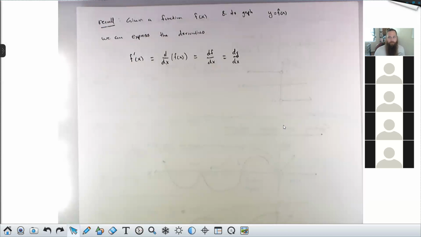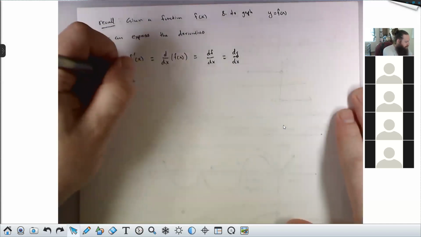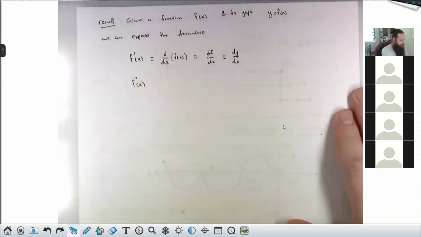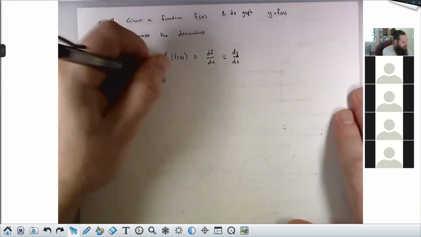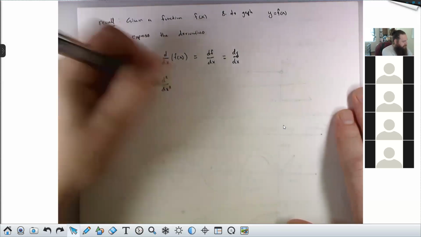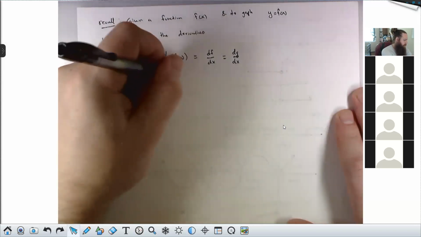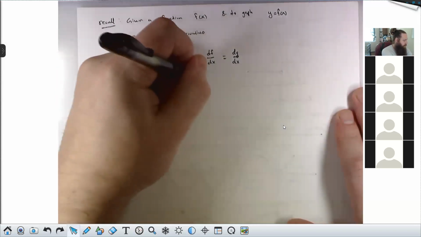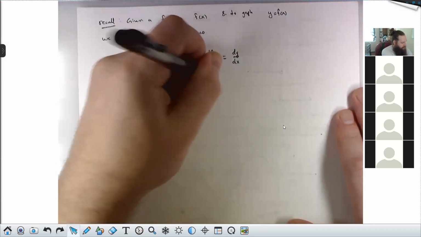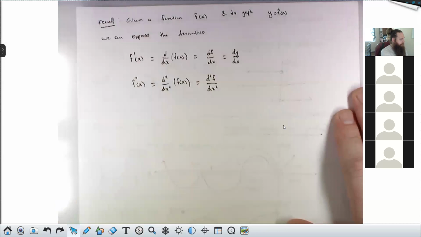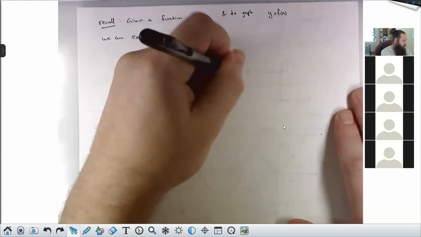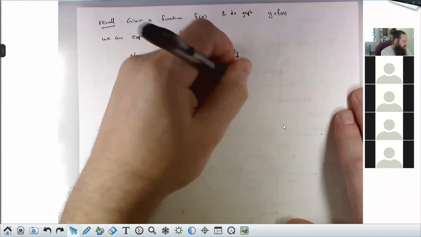Now imagine you have the graph of your function. You have the graph of its derivative that you've sketched. What happens if you try to take the derivative of that? Well, then you get something called f double prime. And the corresponding notations: d squared over dx squared of f of x, or d squared f over dx squared, or finally d squared y over dx squared.